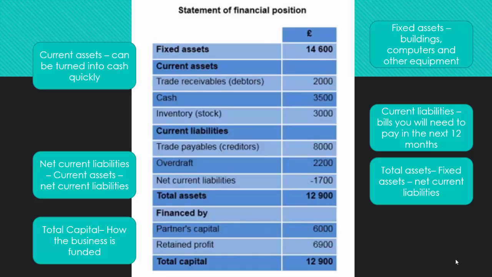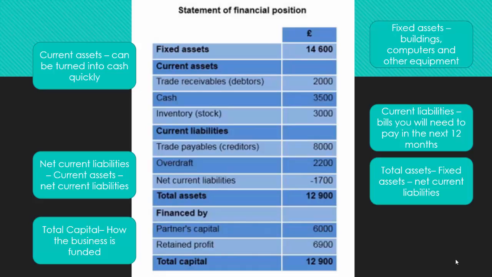We then think, and this is the balance side of the balance sheet, the assets of the business are £12,900. If that's what the business is worth, what the business owns, how is that funded? Where did that money come from? If we look further down, we can see that £6,000 of it came from the money put in by the partners, and 6,900 of it is retained profit.